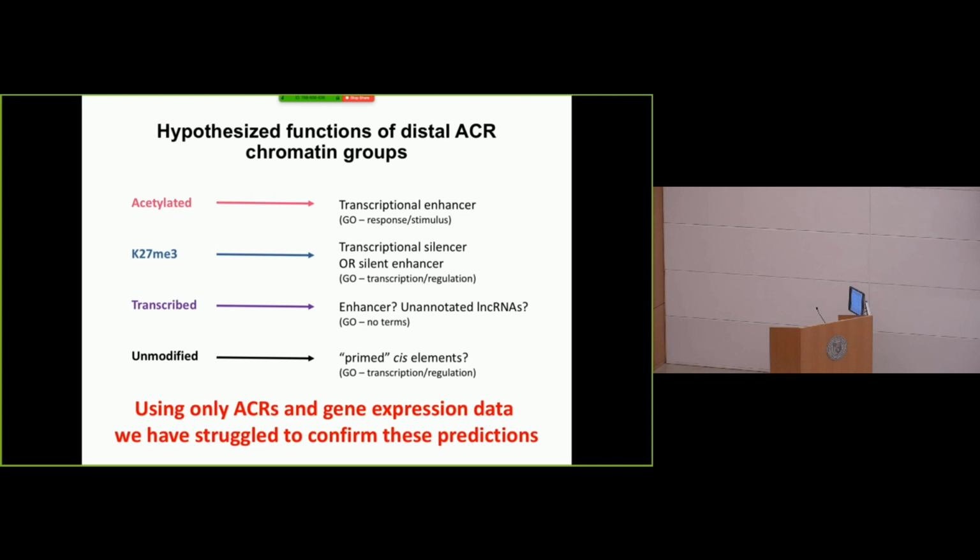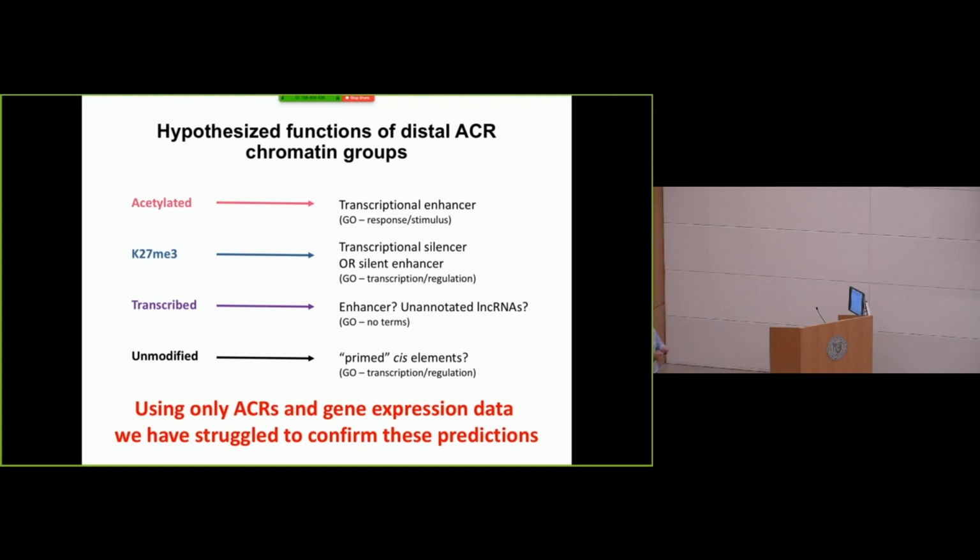So where we've struggled is actually with then taking these ACRs, because we have these predictions. The acetylated should be associated with transcribed genes. The K27 should be associated with repressed genes. And we tried every which way. We never could find these clear associations with their nearest genes. Again, we're a little bit in a guessing game.